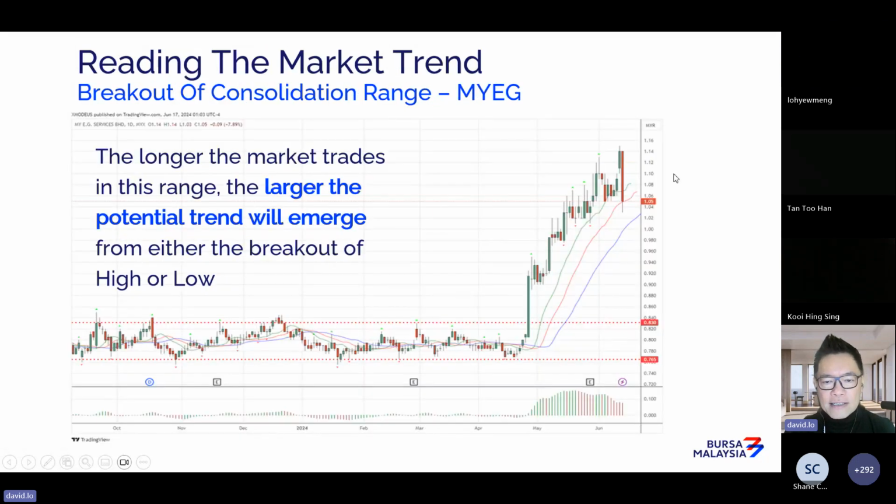And let me show you one chart that is something like this. Just look at this particular chart. You are very familiar with my EG. This is a chart from the end of the last quarter of 2023. It's been sleeping in a very well-defined range between 83 cents and 76.5 cents, and it totally broke out of the range at the end of April, and you see the trend really moving up. So don't ignore those stocks that have been sleeping for a long time, because once they break out, they are going to break out into a very strong trend. This is just one example of a breakout of that range.